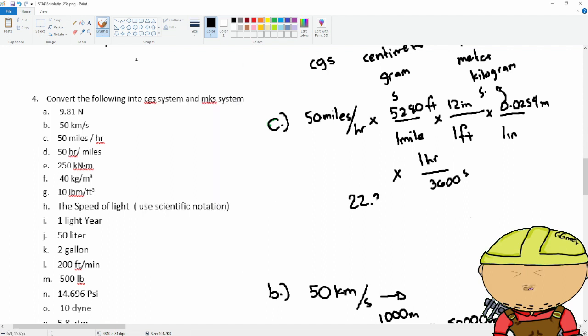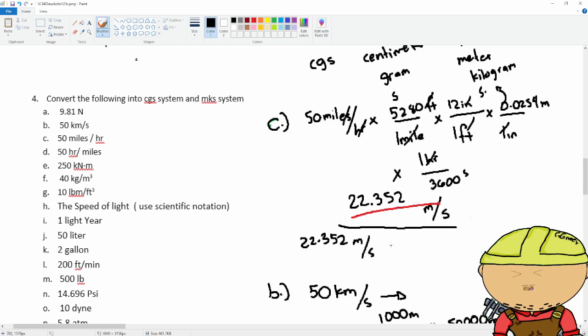22.352. Cancel hour, cancel mile, cancel feet, cancel inch: meter per second. That's our MKS. We're gonna convert this to CGS: meter per second times 100 centimeter per 1 meter, 2235.2 centimeter per second. So that's our CGS.